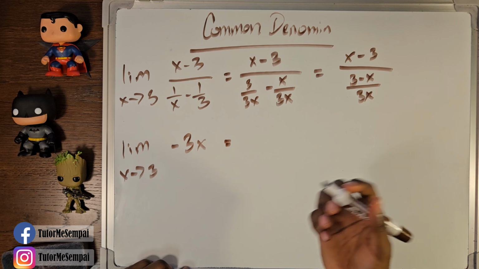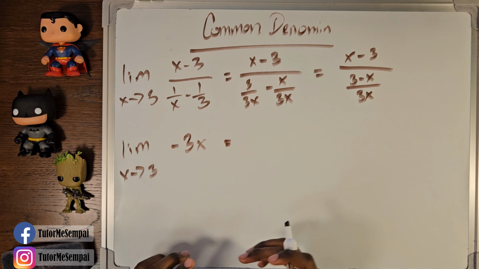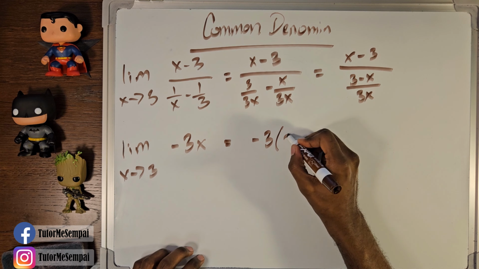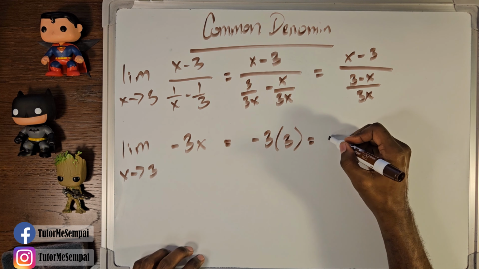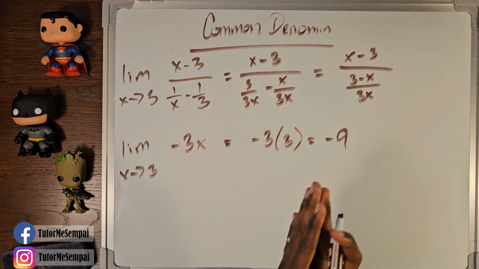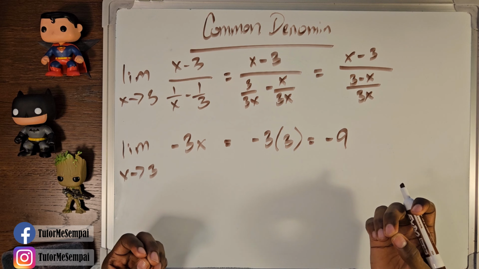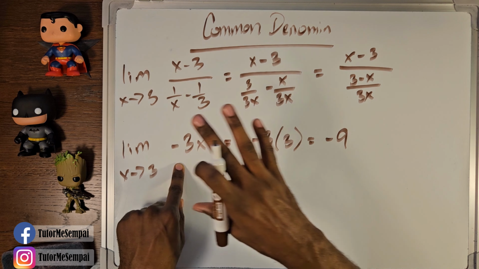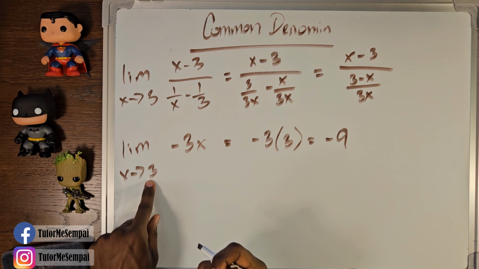And when we plug this in, we're going to check for continuity at the point. We're going to see that we're going to have a -3 times 3, which gives us a -9. And just like the last example, this is a removable discontinuity, thus a hole. That means that this function is going to look just like this function everywhere except at this point 3.